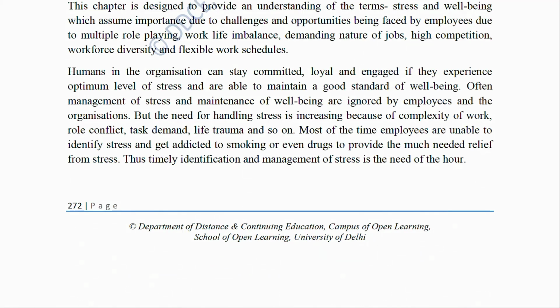Humans in the organization can stay committed, loyal, and engaged if they experience optimum level of stress and are able to maintain a good standard of well-being. Often, management of stress and maintenance of well-being are ignored by employees and the organizations. But the need for handling stress is increasing because of complexity of work, role conflict, task demand, life trauma, and so on. Most of the time, employees are unable to identify stress and get addicted to smoking or even drugs to provide the much needed relief from stress. Thus, timely identification and management of stress is the need of the hour.